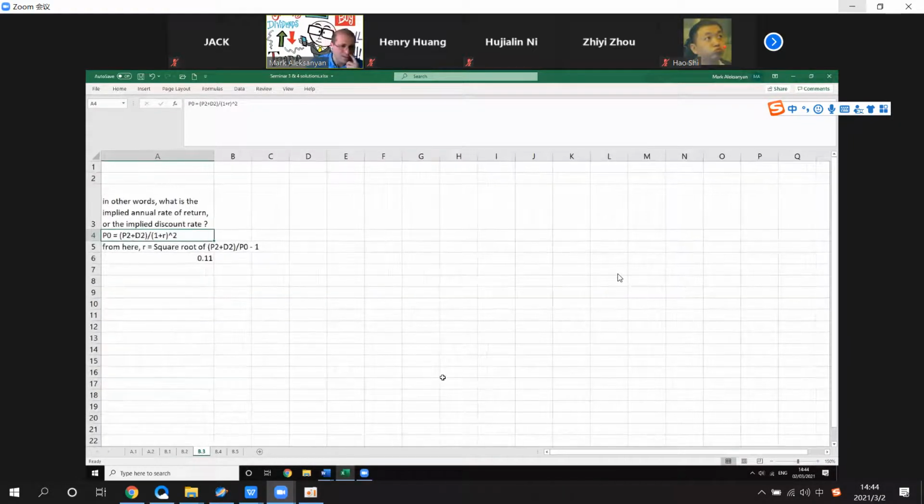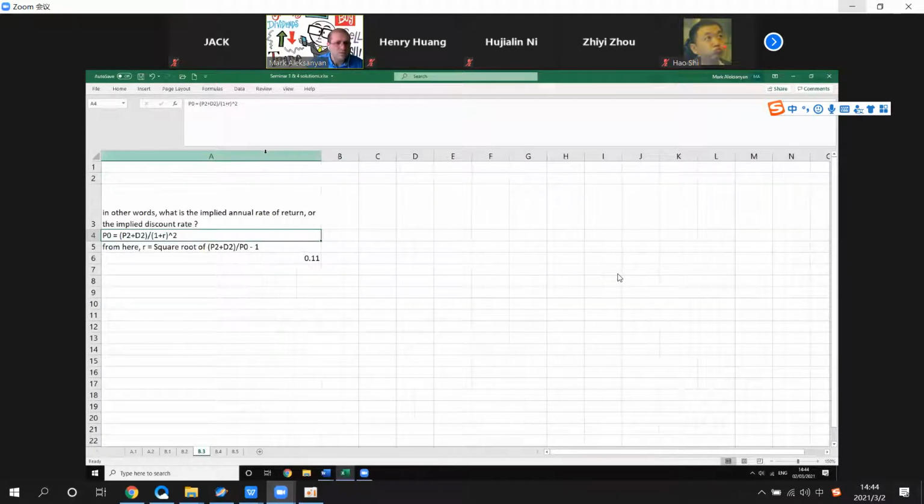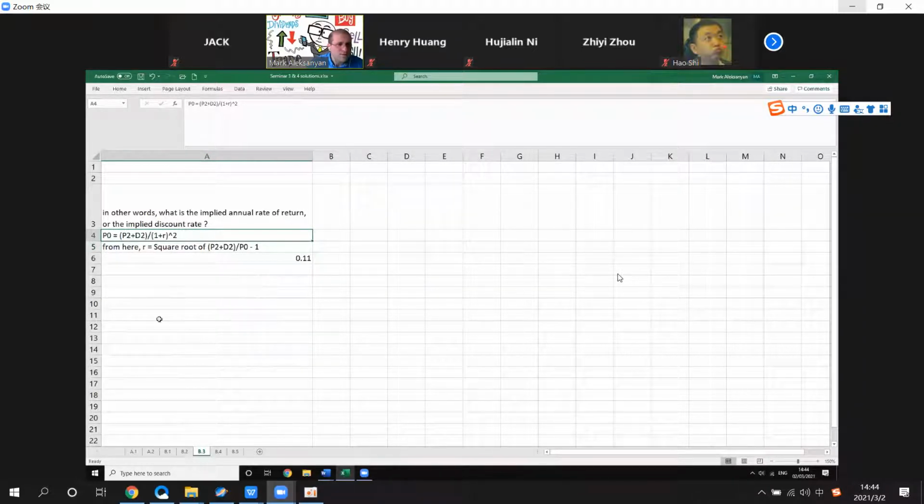So let me slightly increase the font so that we can see what it is that we're doing here. Okay, so this is the formula. From the formula, we can work out r. So what is r? r is simply the square root of this expression here. You basically put your r on the left-hand side, and you will realize that r is just the square root of this expression. And plugging the numbers in here, you will get an answer.